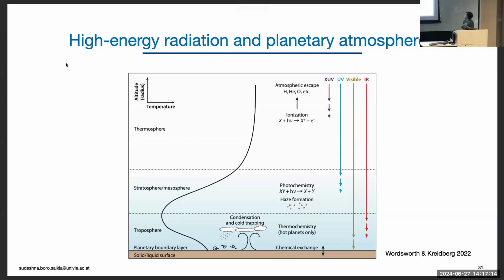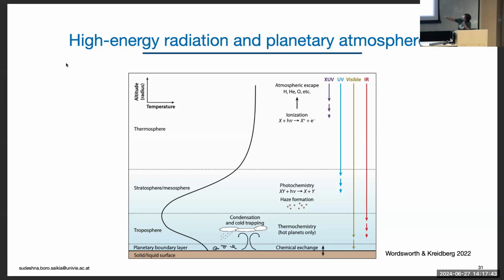So for those of you who are not stellar physicists and still might be thinking, why do we care about it in terms of exoplanets? I just wanted to show this very nice sketch from Wordsworth and Freiberg, a sketch of a representative rocky exoplanet. What you see here are the different atmospheric layers. And at the right-hand side of this plot, you see the incoming radiation from the star, from X-ray, XUV to UV to visible and to infrared.